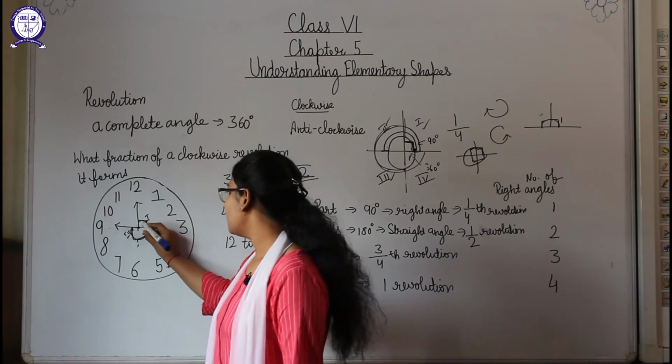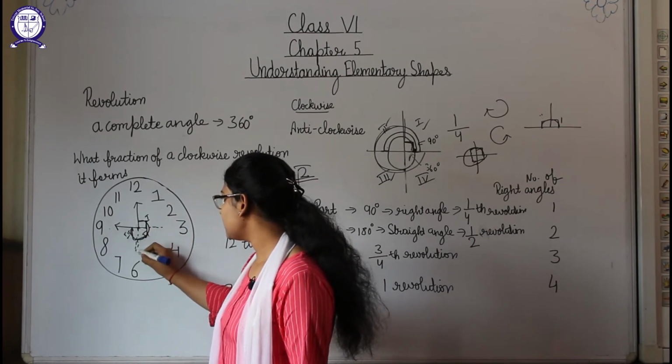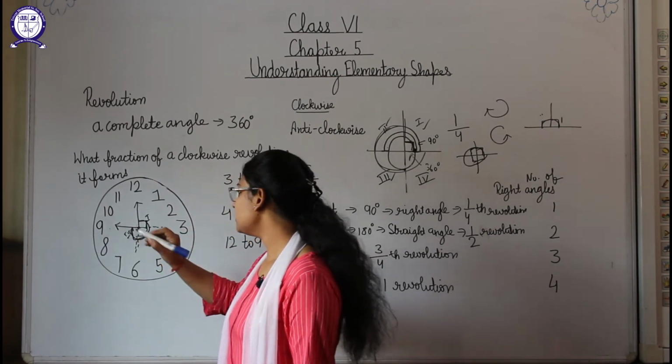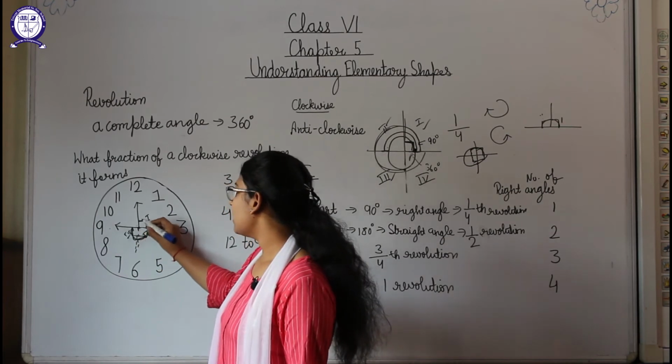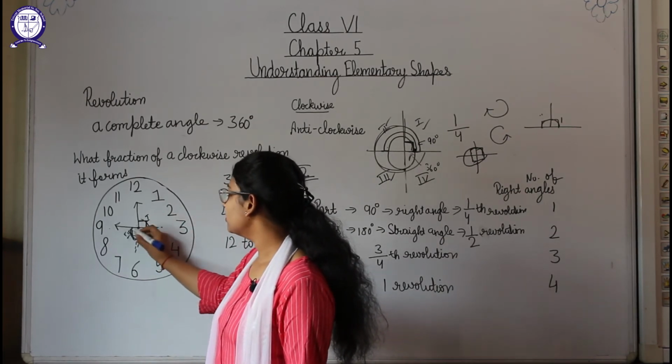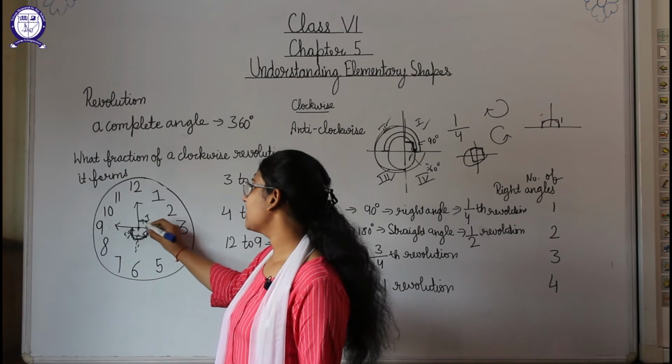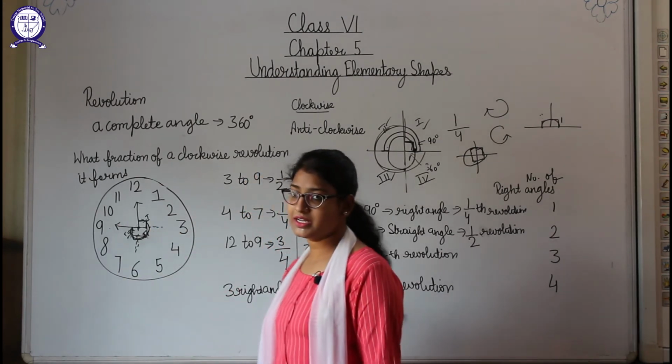This is 1 right angle, then if we check here, this is the second one and this is the third one. Okay, and we are coming from here to here, so here are 3 right angles: 1, 2 and 3. 3 right angles are here.